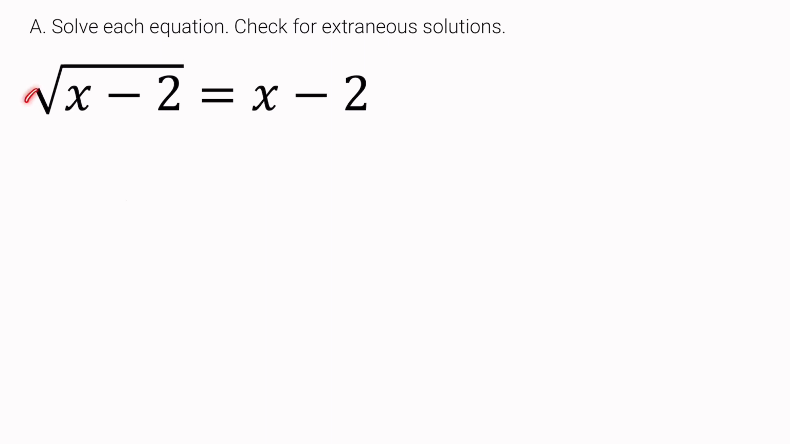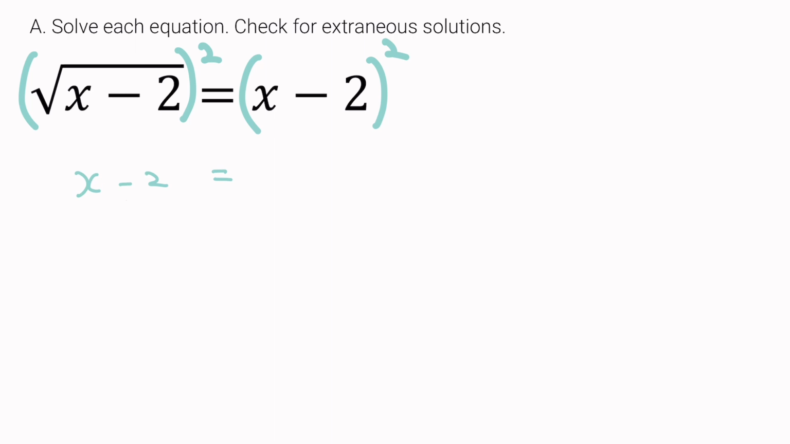Now, I have square root of x minus 2 on the left side, and on the right side, I do not have a radical. The first step is to sort it out, and it's already sorted: I have a radical on one side and no radical on the other side. The next step is to square both sides. If I do that, on the left side I get x minus 2, and on the right side I'll have to square x minus 2.